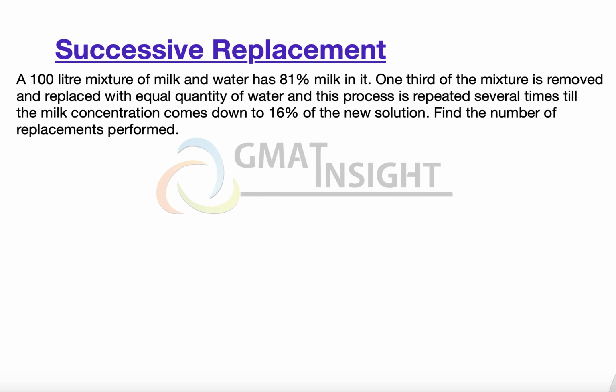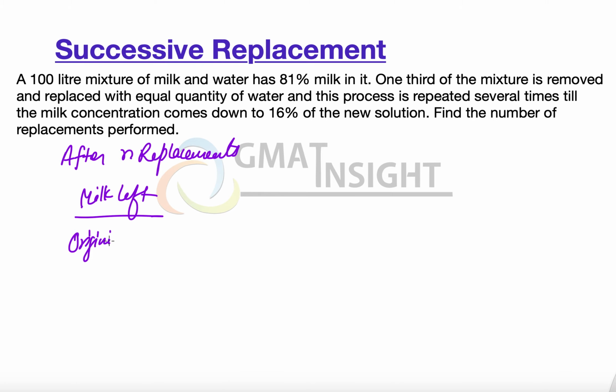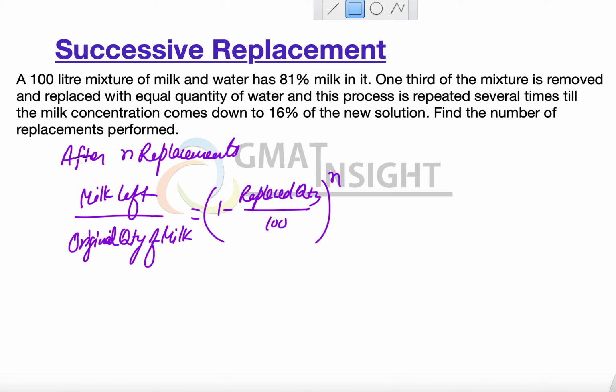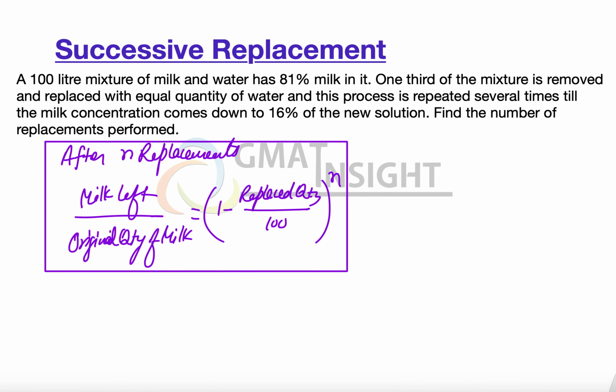We have 100 liters of mixture, and the question says that there is 81% milk in it. Let me quickly write down the property that we derived: after n replacements, the quantity of milk left divided by the original quantity of milk will be equal to (1 minus replaced quantity over 100) to the power n. So this is the expression that we had derived, and I am going to use the same expression to answer this question. 100 liters of mixture had 81% milk in it. That means the original quantity of milk is equal to 81.